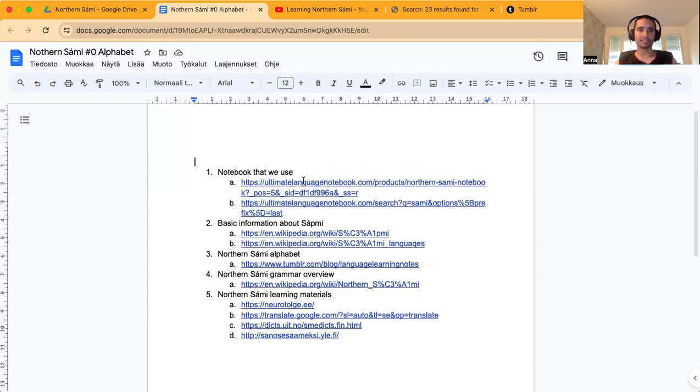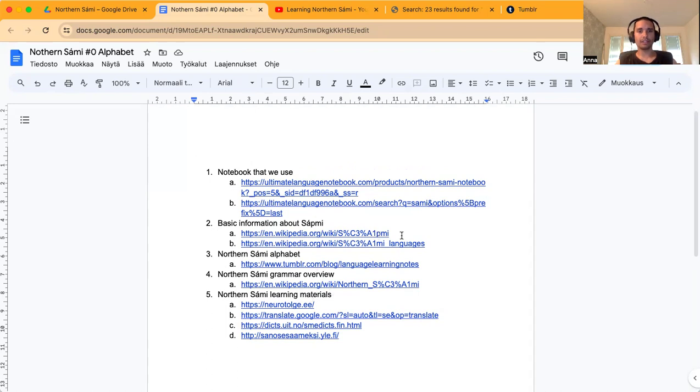Let's start with some basic information. So here is the structure. I'm trying to also include some things about the Sámi culture in every chapter. I don't know that much. I've had 3 courses here in Finland, online classes in Northern Sámi, but I will share what I know, and you can add in the comments anything that you know.